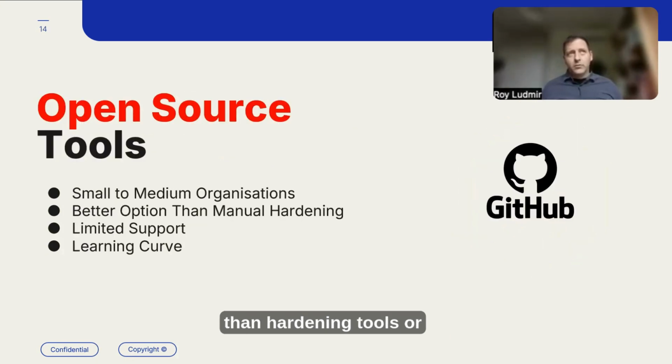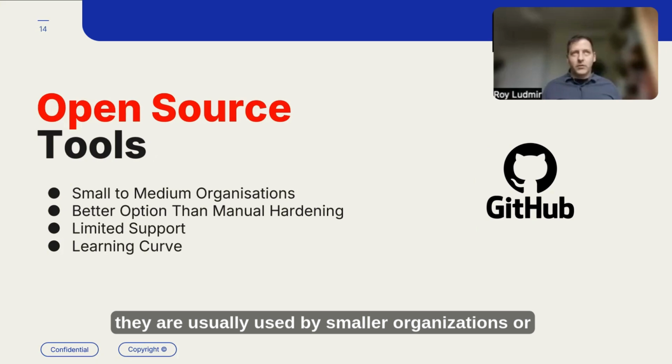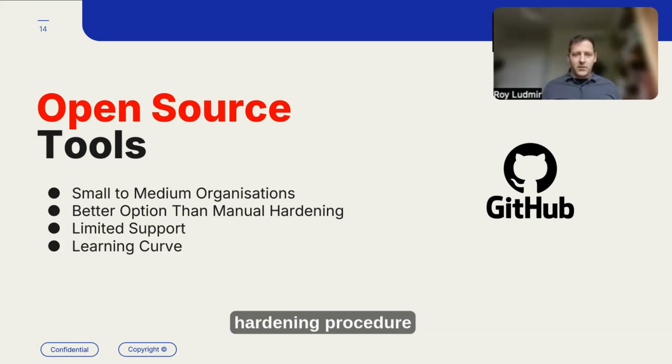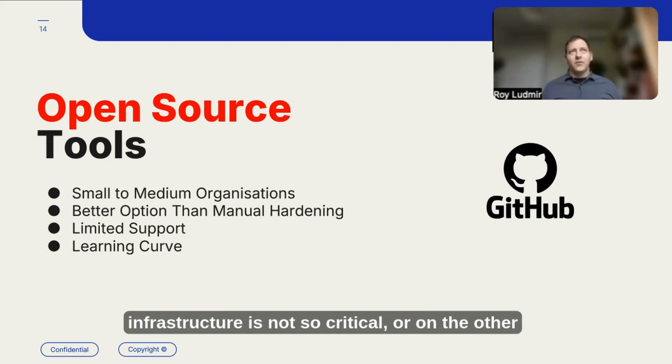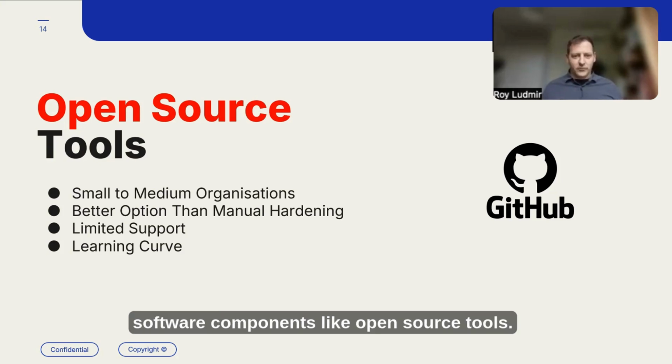Other than hardening tools, a less commercial way to deal with hardening is of course open source tools. We will see that they are usually used by smaller organizations, or where the hardening procedure is not that critical, or the infrastructure is not so critical, or on the other hand, the engineering task force has the capability to deal with reconfiguring software components like open source tools.